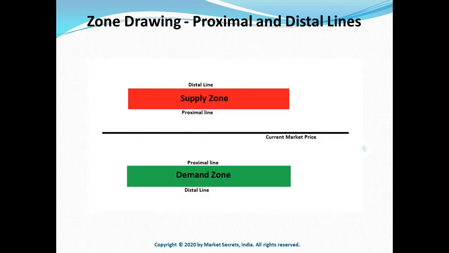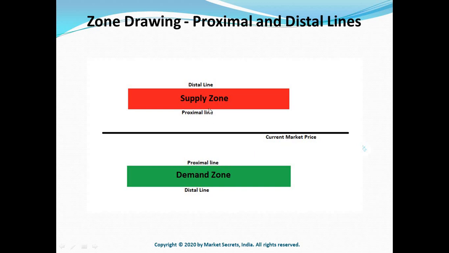So here, if you see, there is a line which represents the current market price. I'm going to draw a supply zone on the top and a demand zone on the bottom, that is below the current market price. While drawing a demand zone, the line which is closest to the current market price will be your proximal line. So when it comes to a demand zone, the price which is on the top will be the proximal line because it is the closest one to the current price.